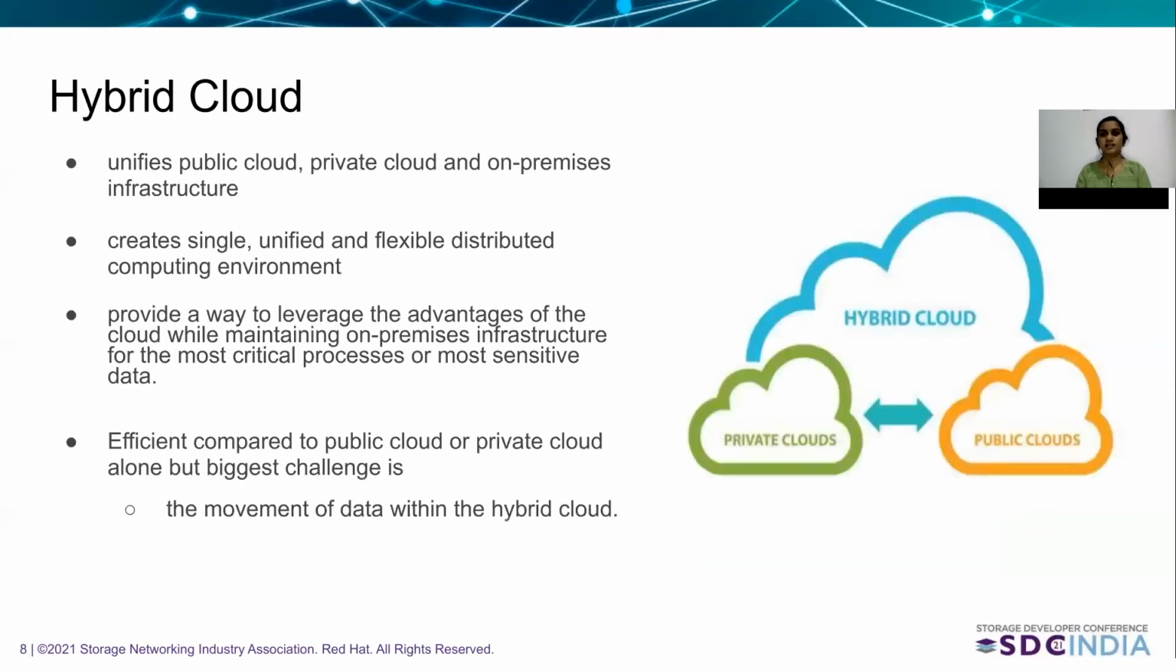Moving on, as most of you are aware, hybrid cloud unifies public cloud, private cloud, and on-premises infrastructure to create a single, unified, and flexible distributed computing environment for IT mostly. One of the key advantages of using hybrid cloud is that one can use a private cloud network to store sensitive data, which can be easily accessible when needed with tight security, while at the same time leveraging the advantages of public cloud as a cheaper alternative. So it is very efficient when compared to a private cloud or public cloud network alone. But the biggest challenge here is movement of data.